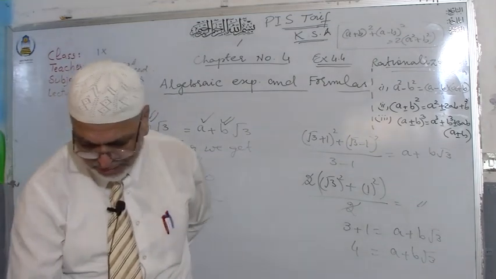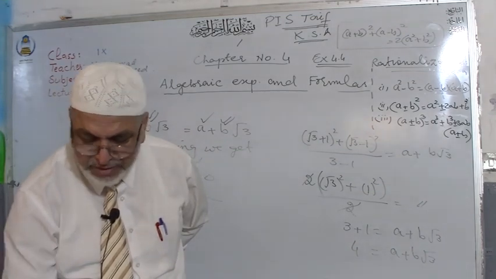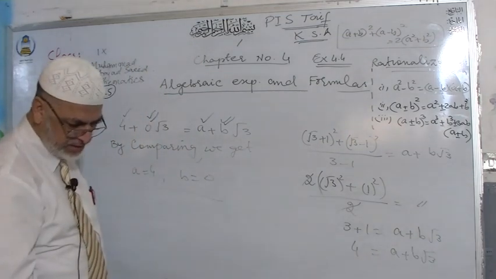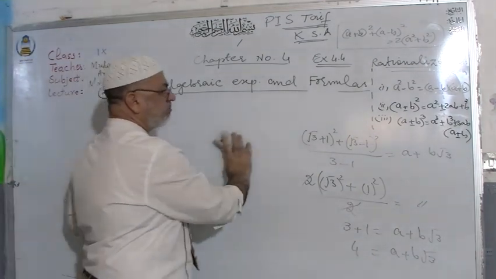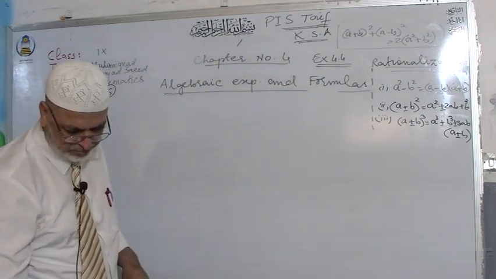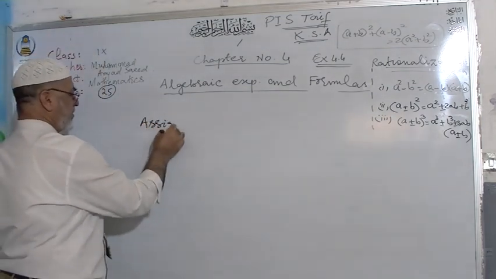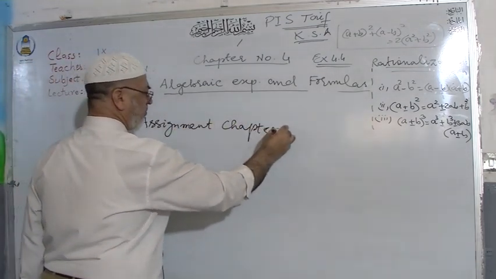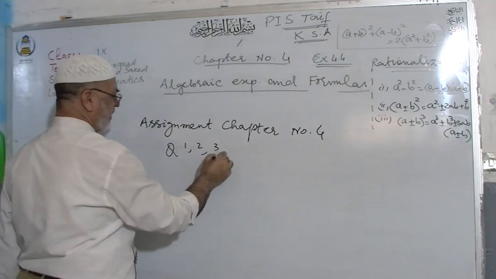Review exercise question number 1, 2 and question number 3, 4. This is your next assignment for this chapter. I am writing down. Assignment: chapter number 4, question number 1, 2, 3 and 4.